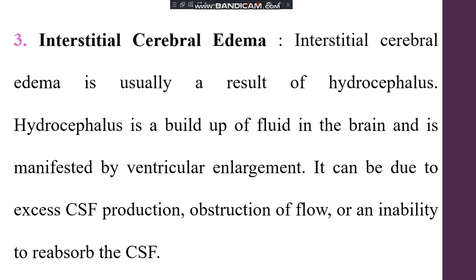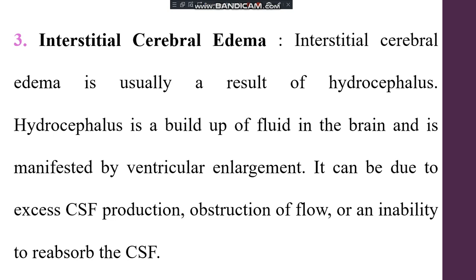the brain. This can be due to either excess CSF production, obstruction of the flow of the CSF, or inability to reabsorb the CSF. Either the production of the CSF is altered, or the flow of the CSF is altered, or the reabsorption of the CSF is altered. Due to this, hydrocephalus may happen. Hydrocephalus means excess accumulation of the fluid in the brain. This will eventually result in cerebral edema.